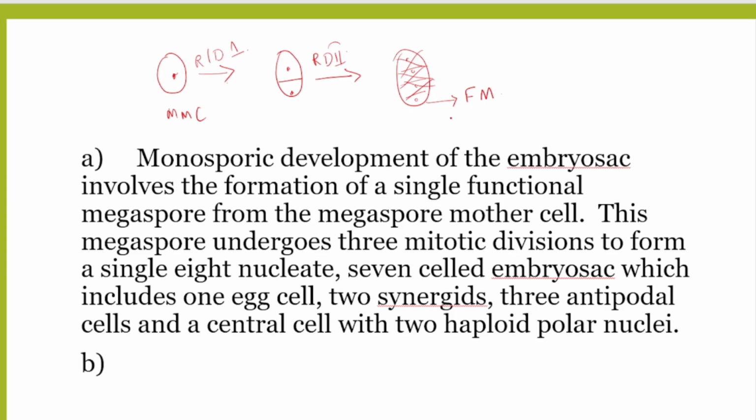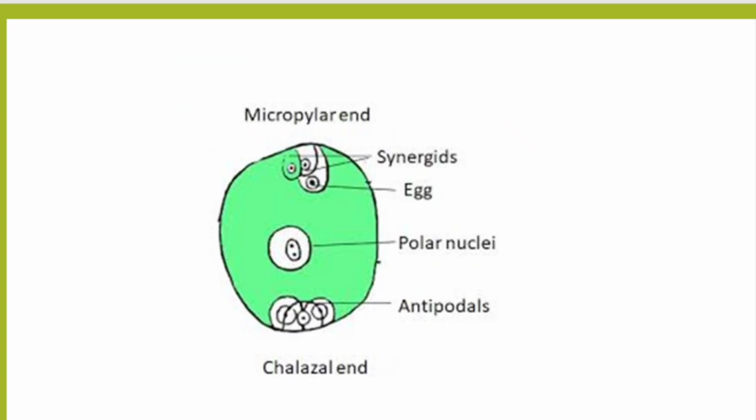This megaspore undergoes 3 mitotic divisions to form a single 8-nucleate 7-celled embryo sac, which includes 1 egg cell, 2 synergids, 3 antipodal cells, and a central cell with 2 haploid polar nuclei. So since there is only one functional megaspore, that is called monosporic development. And this is a diagram of a mature embryo sac.